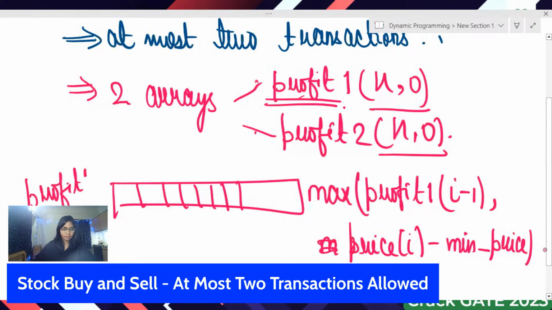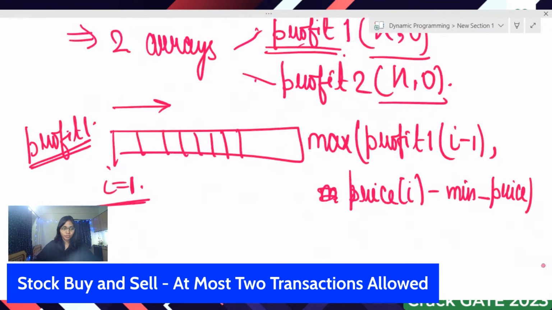That is how we are going to fill out our profit 1. It will contain the maximum profit that you can make when you are linearly traversing the array starting from i equal to 1. And now, what will profit 2 have?